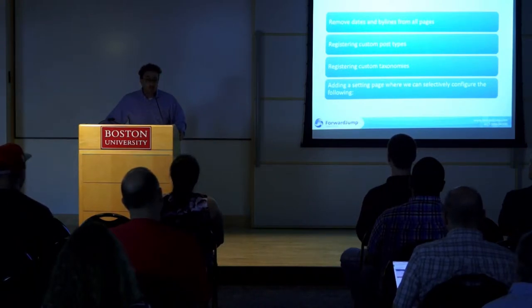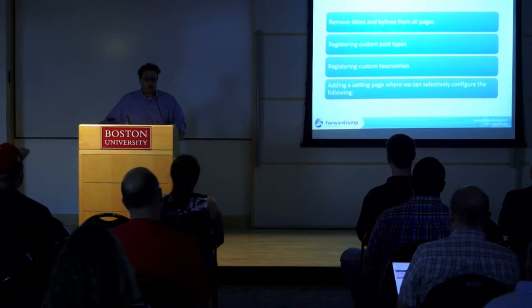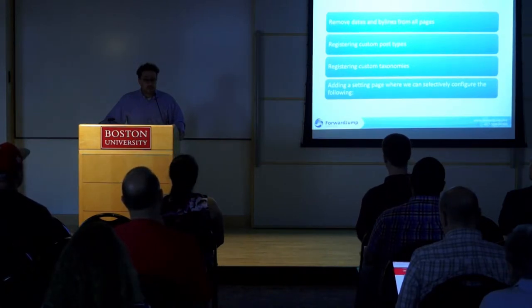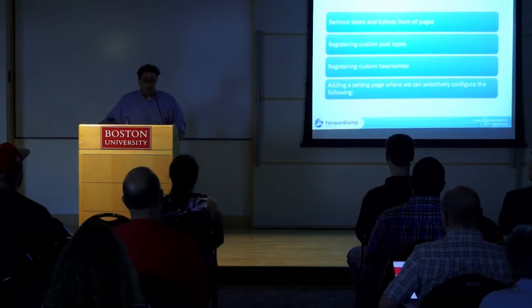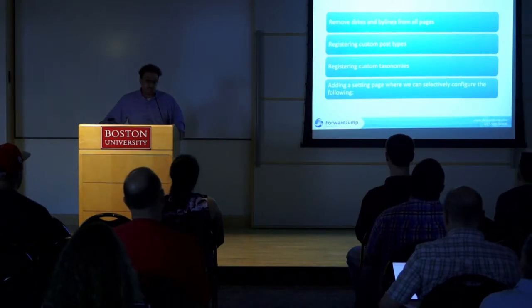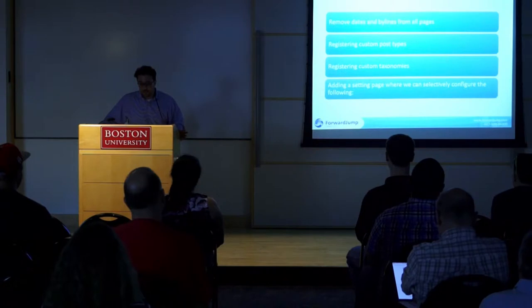We register custom post types. So we make a lot of custom post types, and that's one of the really nice things about later versions of WordPress, that you can have lots of different kinds of content beyond pages and posts. And so when we do that, we register those custom post types in the utility plugin so that they're site specific. And then registering custom taxonomies, which is very similar to the custom post types.